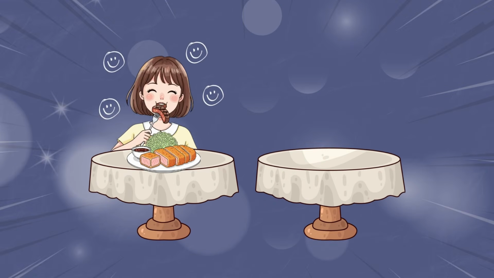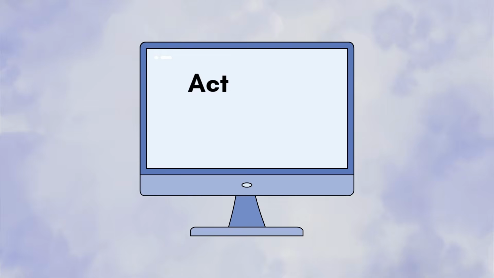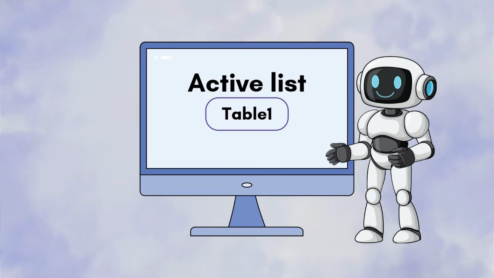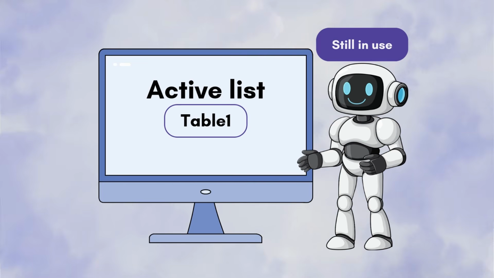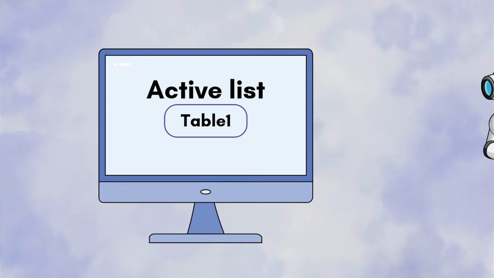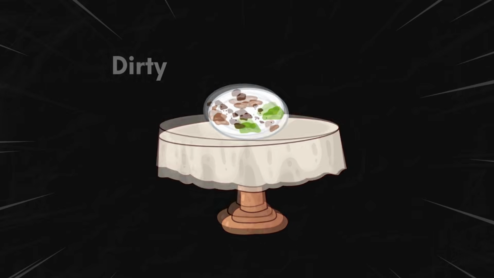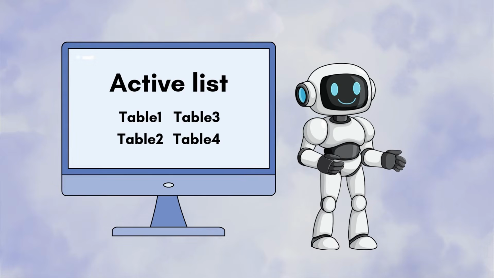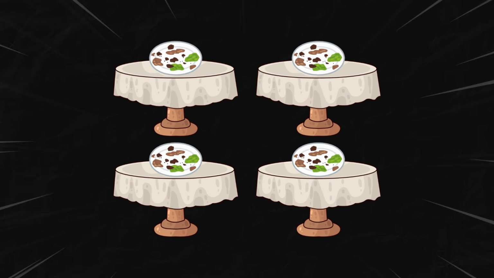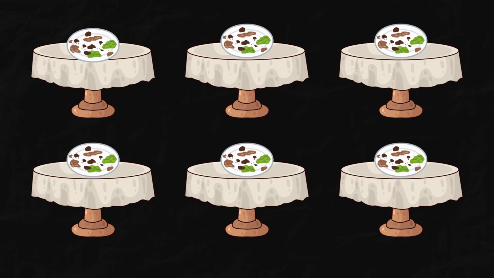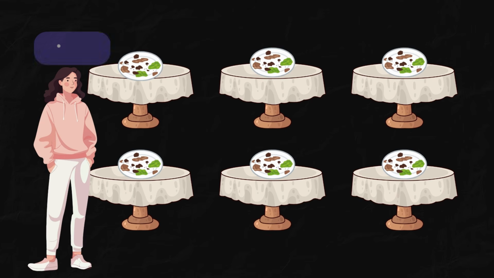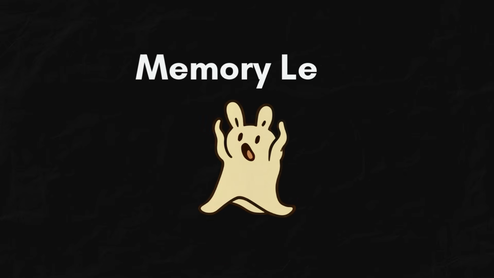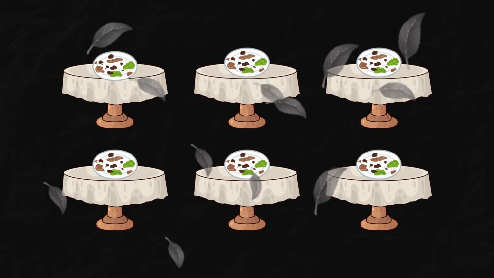Now, a customer finishes eating and leaves, but someone forgot to remove that table from the active list. The cleaner looks at it and says, looks like the table is still in use. So it just walks away. That table stays dirty and unused forever, taking up space. Then it happens again and again. Eventually, your restaurant is full of dirty, unused tables. New customers try to enter, but there are no tables for them, and your restaurant crashes. Yes, you've just experienced a memory leak in the restaurant.